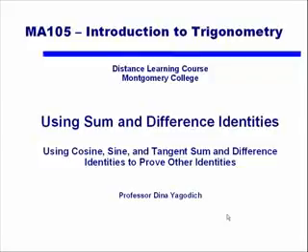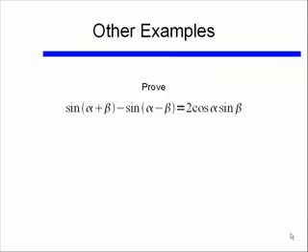This will be a quick video showing how we can use the sum and difference identities to help prove other identities. For example, if I gave you a question such as prove sine of alpha plus beta minus sine of alpha minus beta equals 2 cosine alpha sine beta, we're going to remember, since we're not sure if this is equal, we can't use our additive property or multiplicative properties of equality.